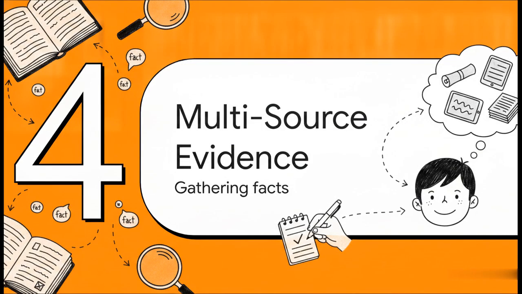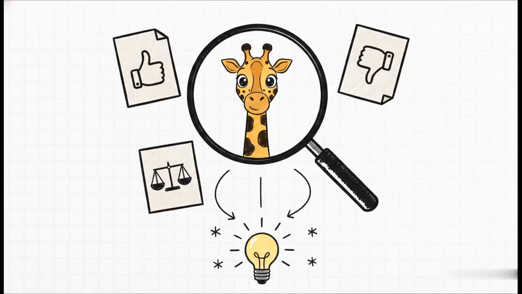Next up, section 4, integrating multi-source evidence. Fourth grade standards require pulling facts from multiple texts. So for this training, we're using the mentor topic, "Should zoos exist?" Here we have 3 distinct sources.